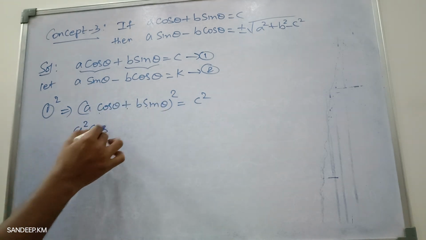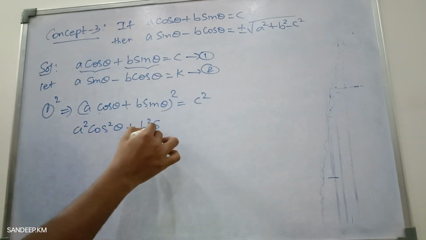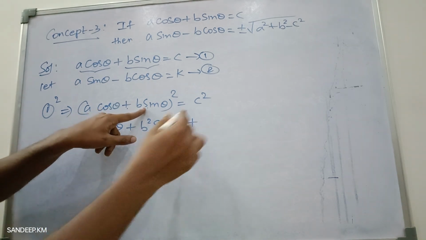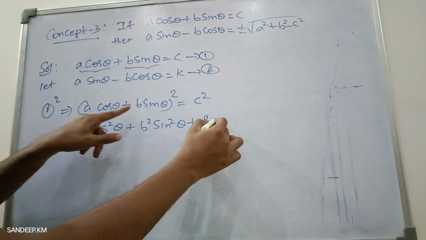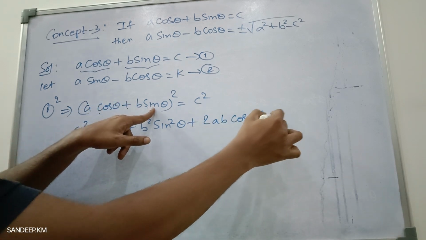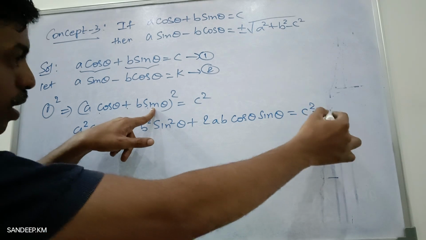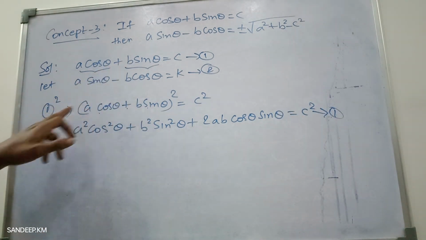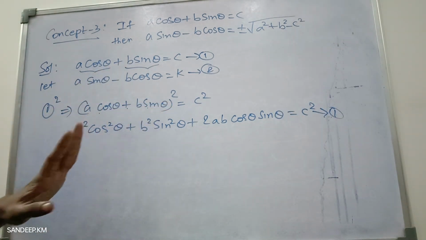So a square plus b square plus 2 into a into b. So what do you get? 2 into ab cos theta sin theta, which is equal to c square. Let me call it equation number 1. I took the first equation, I did squaring on both sides and I got this.